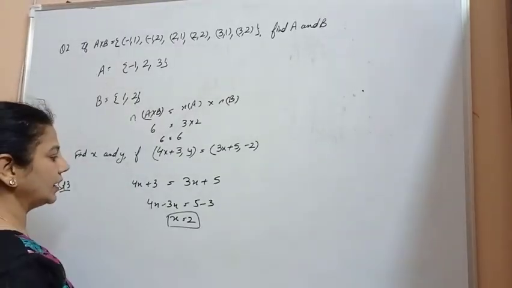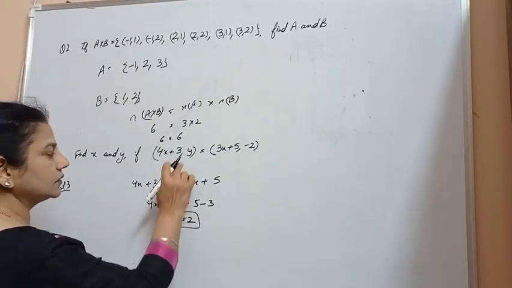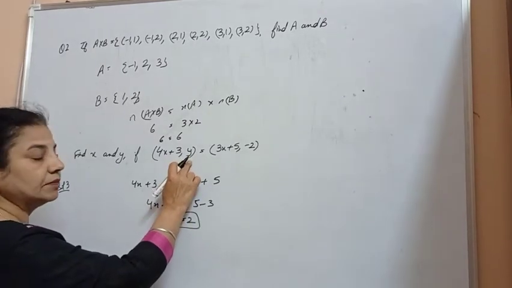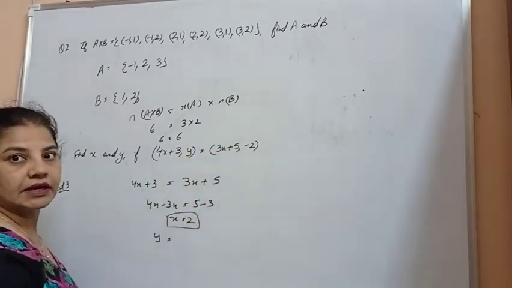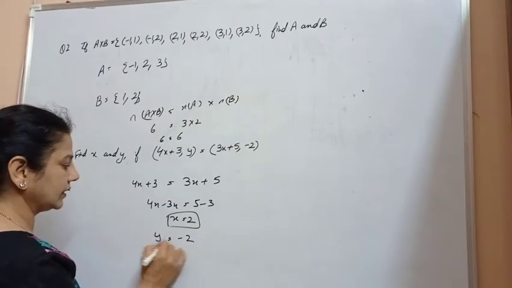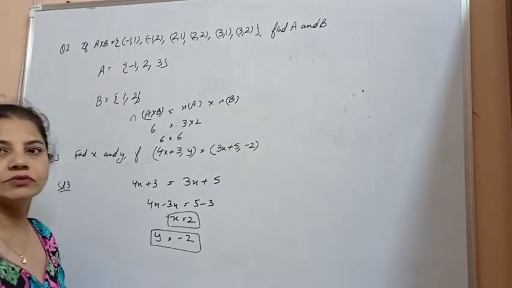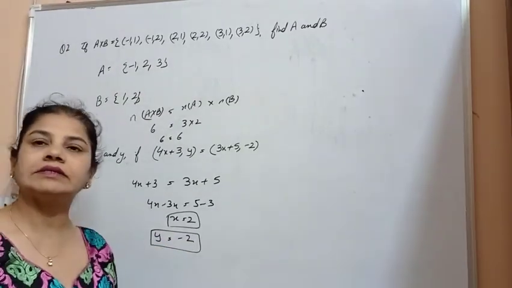To calculate y, we compare the second element of the left hand side with the second element of the right hand side. So we will get the value of y as -2. So the value of x is 2 and y is -2.